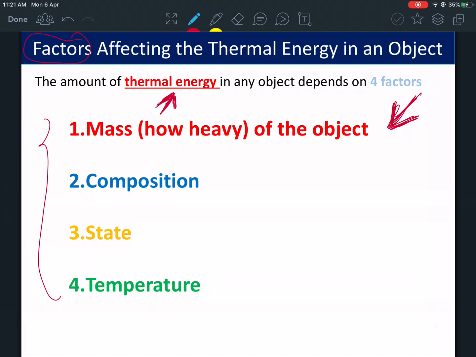They are mass, how heavy, composition, state, and temperature. I know you don't understand what these mean. We're going to explain them one by one.